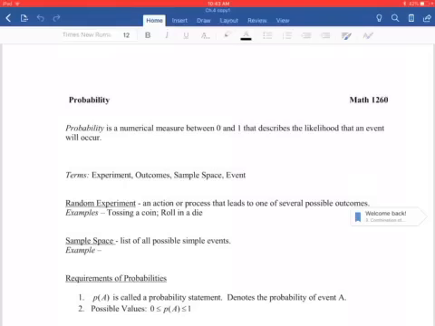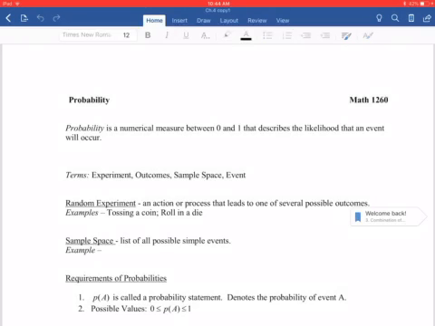In this section, we're talking about probability. Probability is a numerical measure between 0 and 1 that describes the likelihood that an event will occur. So, for example, if we want to know the probability that Ohio State's going to win the national championship, perhaps a month or so ago, we might have said 80%. However, now, obviously, it's 0 because Clemson already won.